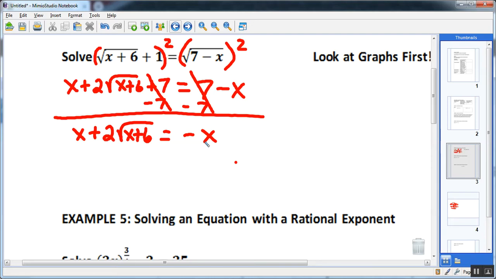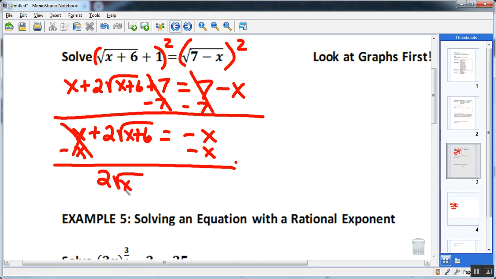Okay? Let's keep working ahead to try and get rid of that stuff that's preventing us from having this radical alone. So could I subtract x from both sides now? Yeah. So these are gone. So this is 2 root x plus 6 equals negative 2x on the right. What do you want to divide everything by now, kids? Divide everything by 2, so we have root x plus 6 equal to what? Negative 1x, right?